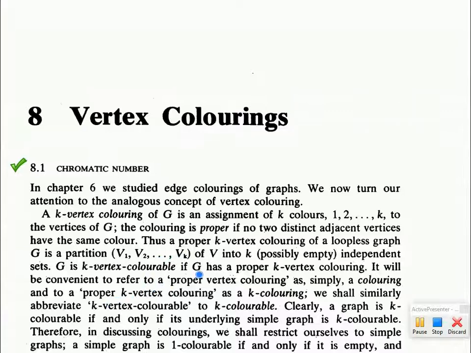And G is K-vertex colorable if G has a proper K-vertex coloring, and it will be convenient to refer to a proper vertex coloring as simply a coloring. So all vertex colorings will be proper from now on.